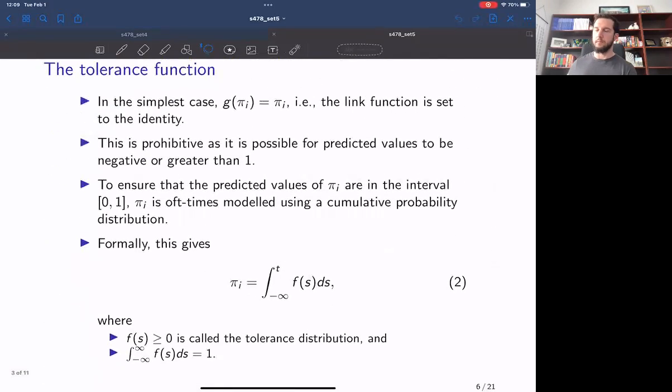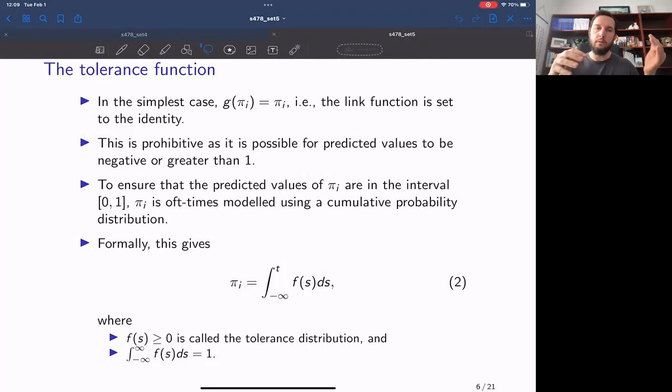All right. Setting up the link functions. In the simplest case, we can write that g of pi i is equal to pi i, so we're using the identity link. The issue here is that this can result in outcomes that are outside the range 0, 1, which doesn't make sense because we're talking about the probability of a success. So we need to bound it between 0 and 1.